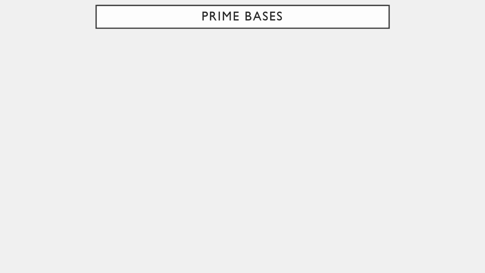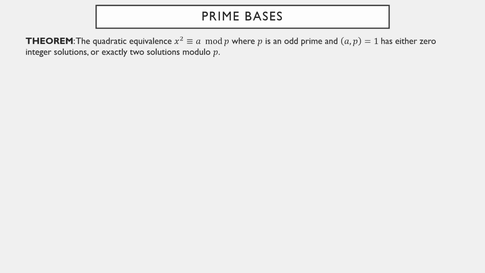While we have seen that polynomials can do unexpected things modulo n, if we're working in a prime base, things are a little easier to get a handle on and a little more familiar. So the quadratic equivalence, x squared equivalent to a modulo p, where p is an odd prime and a is relatively prime to p, either has no solutions or exactly 2 solutions. This lines up a little bit better with how we expect polynomials to behave.